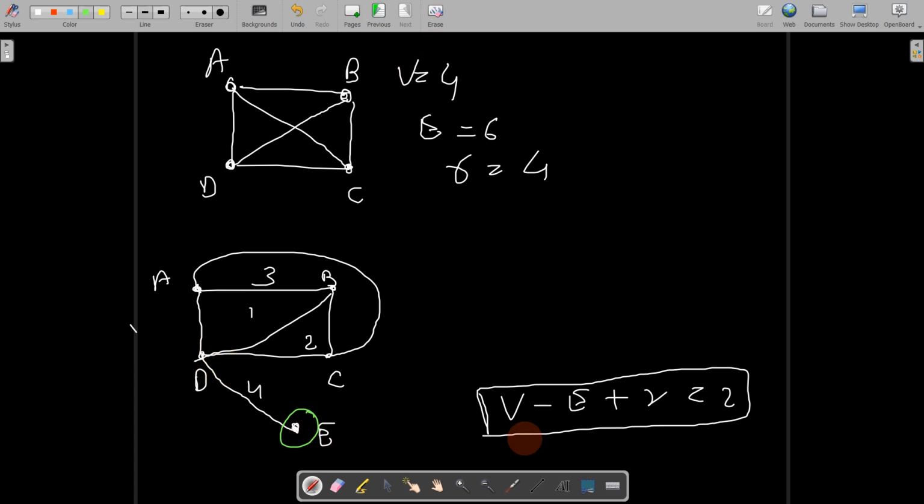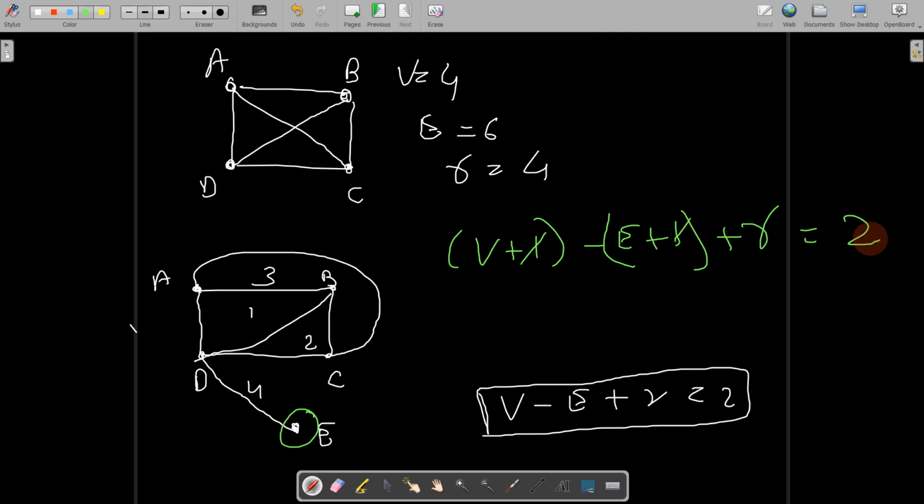So in this formula, what happened is the vertices have become V plus 1. The edges have become E plus 1. Okay, and the regions are the same. See, the regions have not increased. So regions is R only. So this plus 1 and this minus 1 cancel each other out, and this value is still 2.